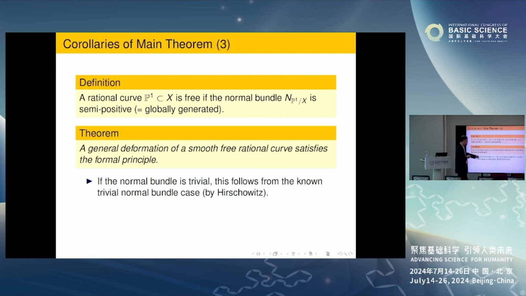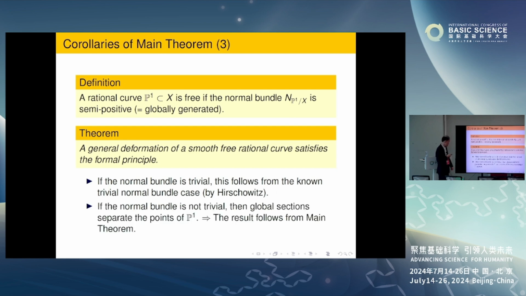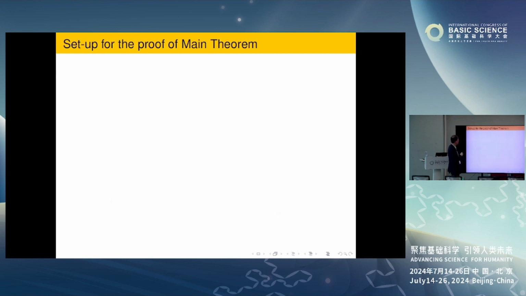If the normal boundary is trivial, this is a special case of Hirschowitz's result. If the normal boundary is non-trivial, then its global sections separate points, so it follows from the main theorem. So these are the main corollaries. Okay, so now let me explain the idea behind the proof of the main theorem.